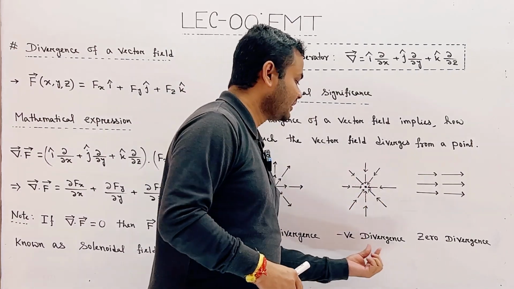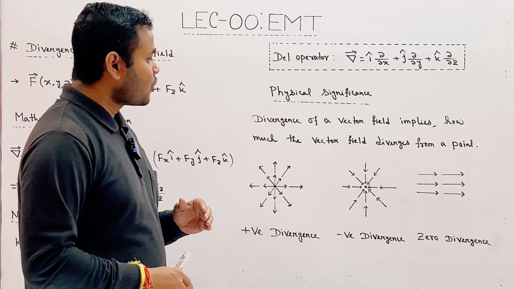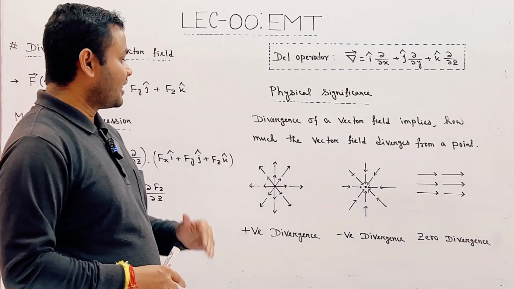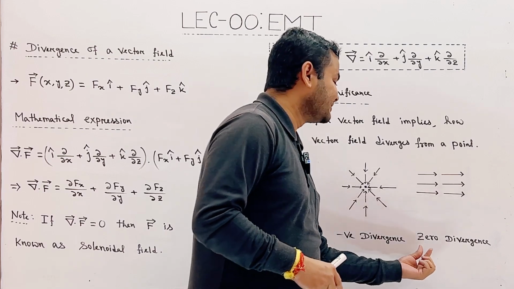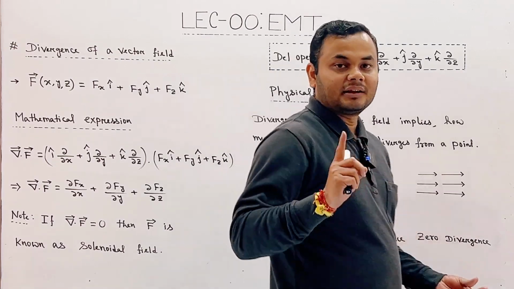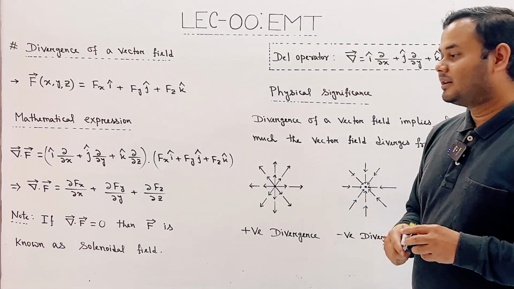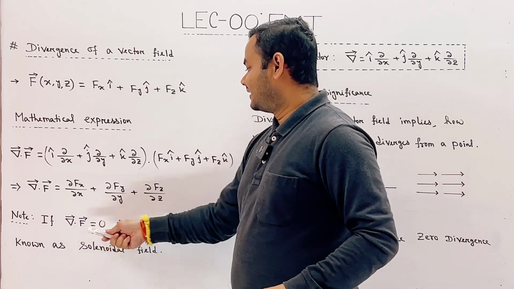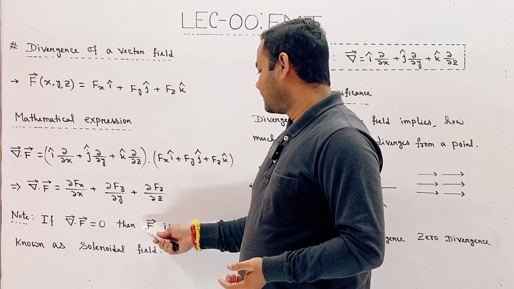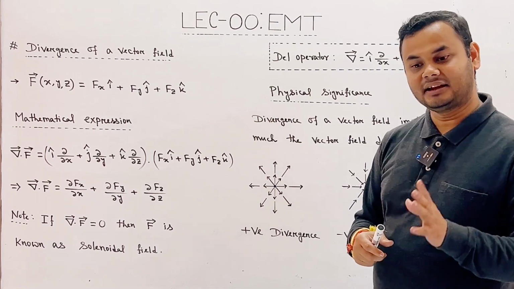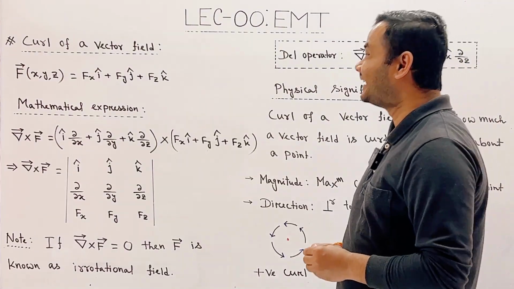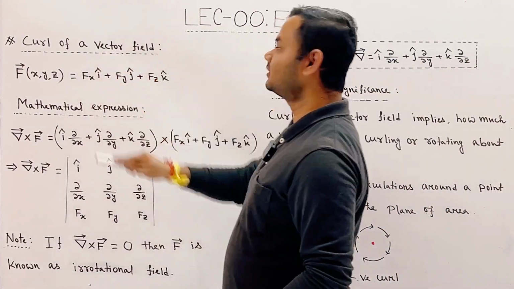On the other hand, when the vector fields are converging to a specific point, then it is known as the negative divergence. Again, when the vector fields are neither diverging nor converging, then it is known as the zero divergence. Next important point is that when the divergence of a vector field F is 0, then this vector field is known as the solenoidal field. Okay? Next, let us learn the curl of a vector field.